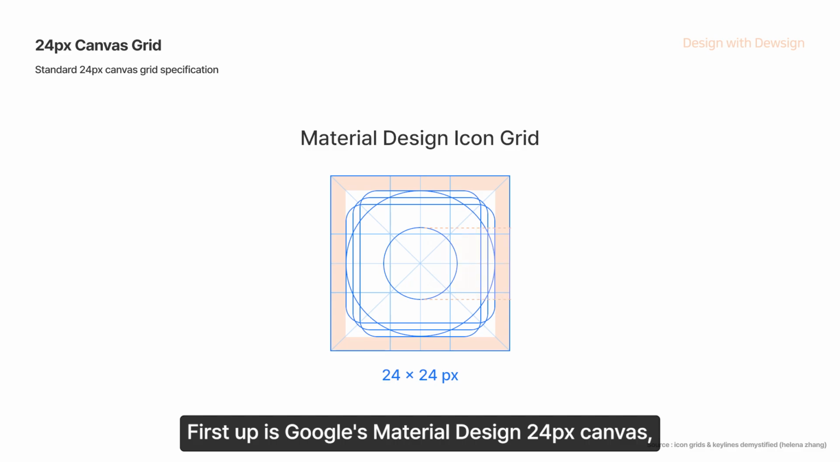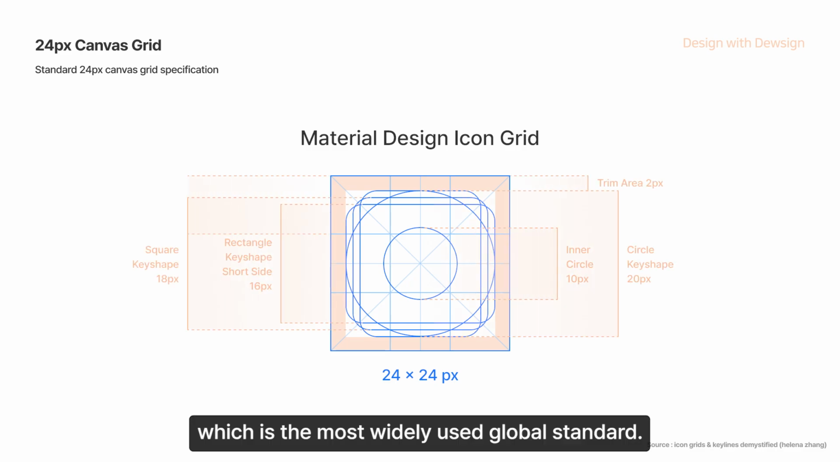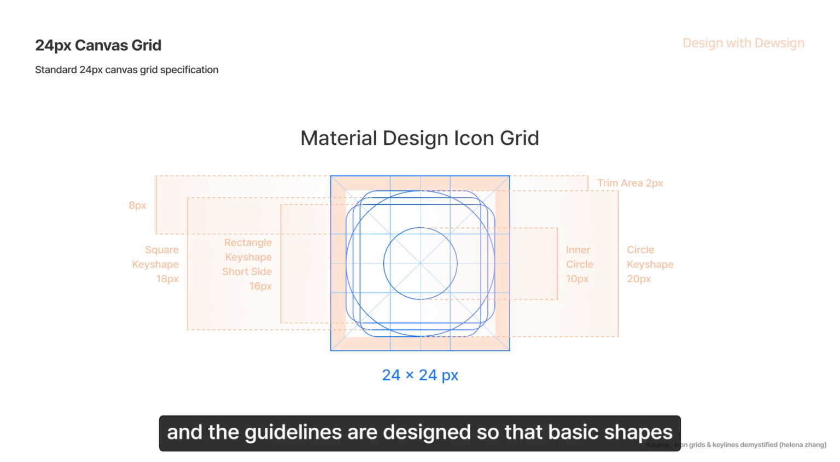First up is Google's Material Design 24-pixel canvas, which is the most widely used global standard. It's perfectly optimized for mobile screens, and the guidelines are designed so that basic shapes like circles and squares share the exact same visual weight inside this small box.